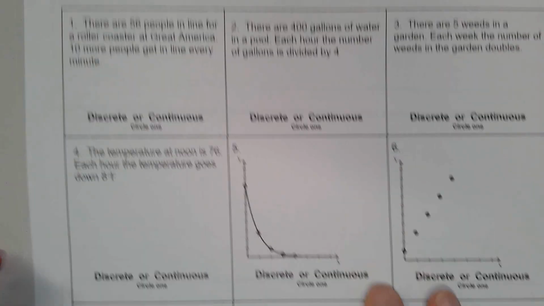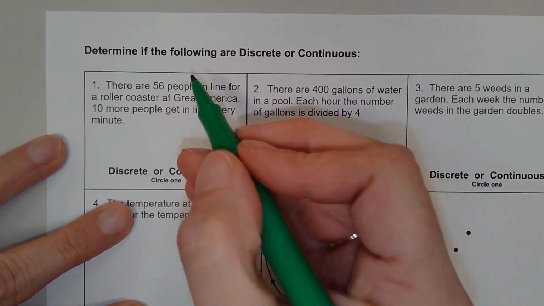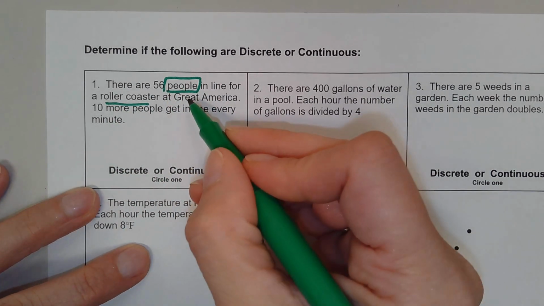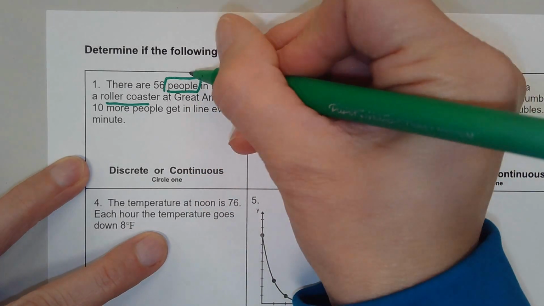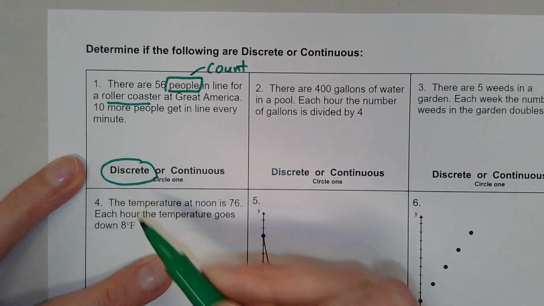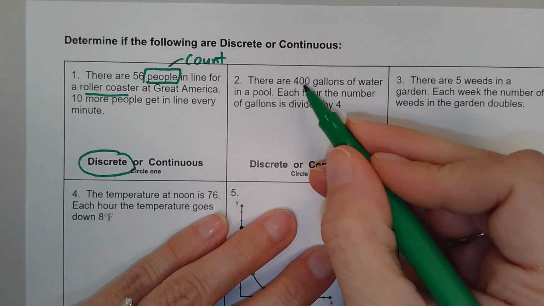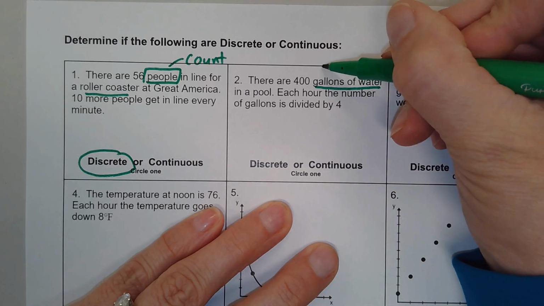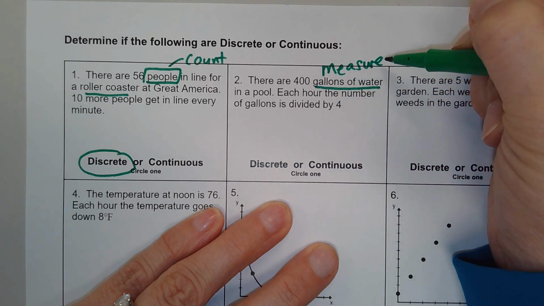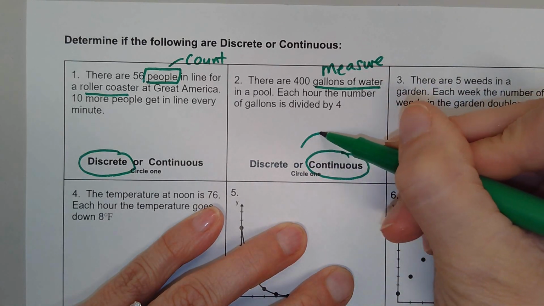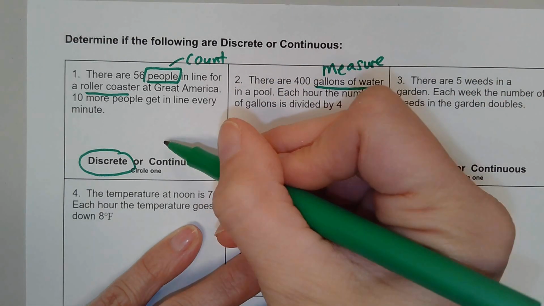Okay, let's take a look at a couple of examples here. There are 56 people. These are people in line for a roller coaster. People, do we measure them or count them? We count people, so we call it discrete. There are 400 gallons of water. Okay, water, gallons, that's something that we measure. Since we measure it, we're going to call it continuous. Okay, we would go ahead and connect the graph. This graph we would leave dots.